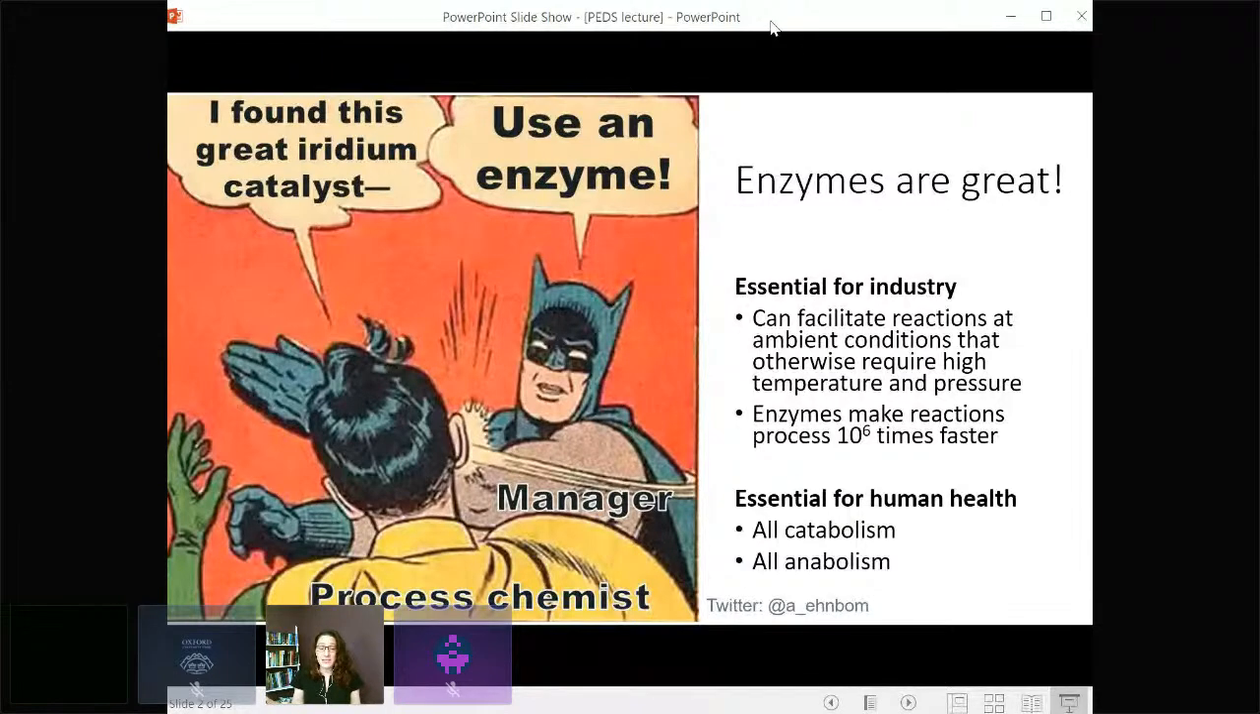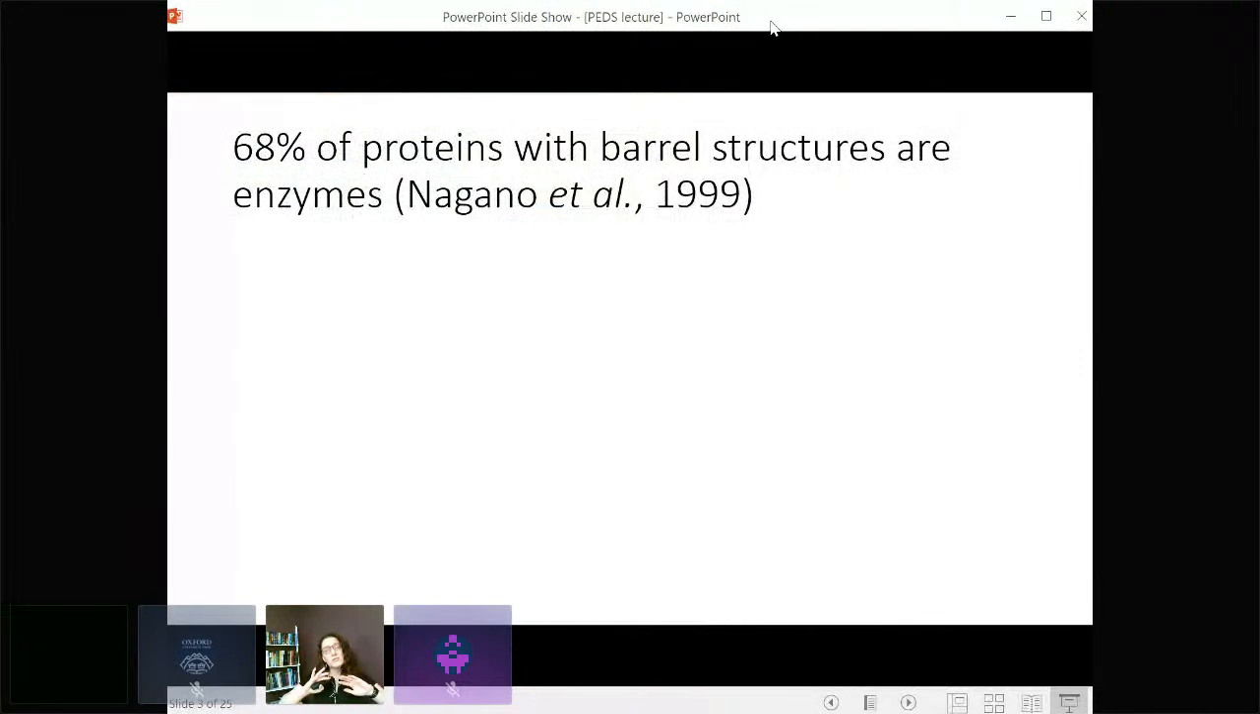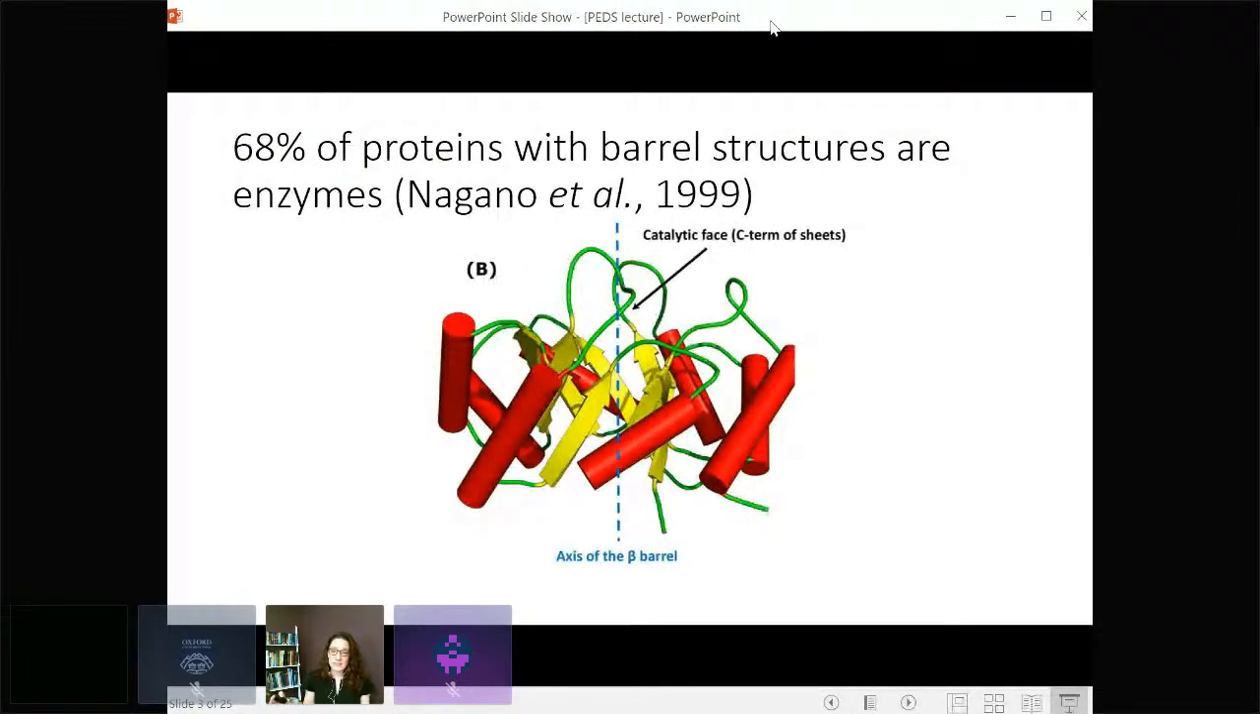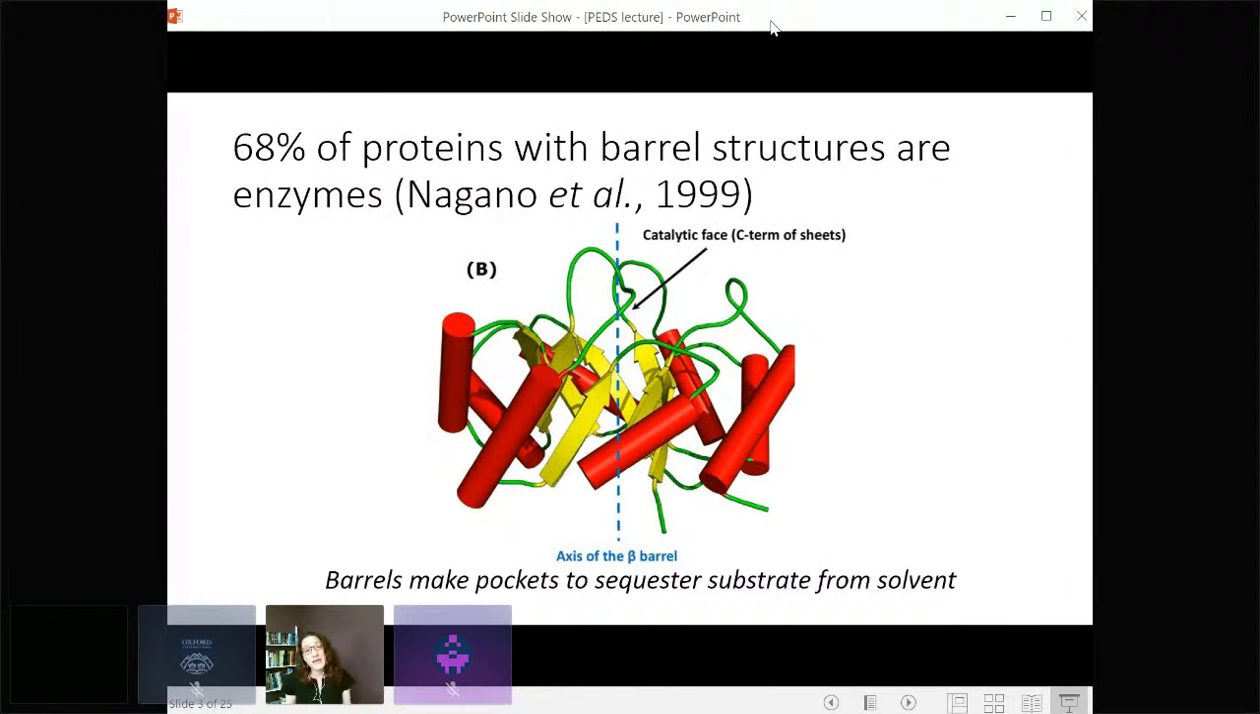So I wanted to do it. I wanted to design enzymes. In my position, doing work on outer membrane beta barrels where everything's a barrel, this is a logical place to be thinking about enzyme design, because 68% of all proteins with barrel structures are enzymes. And you may be familiar with this prototypical enzyme fold. This is a TIM barrel, and you can see its barrel structure there in yellow. But fundamentally, barrels make great enzymes because they make a pocket where you can sequester solvent from substrate or substrate from solvent. So really, to me, barrels and enzymes are like peanut butter and jelly. They go together.